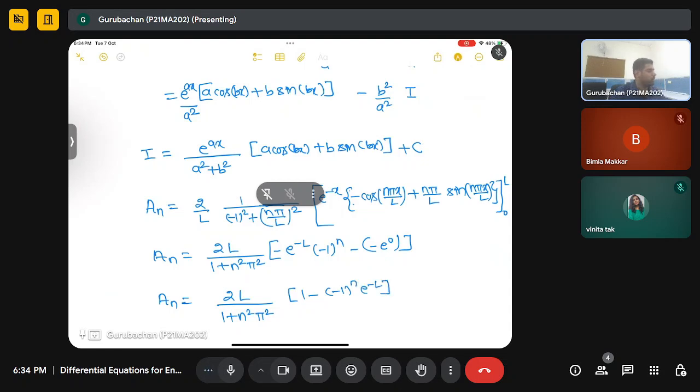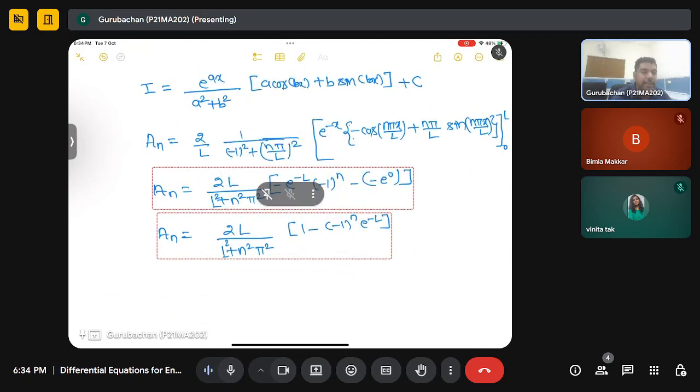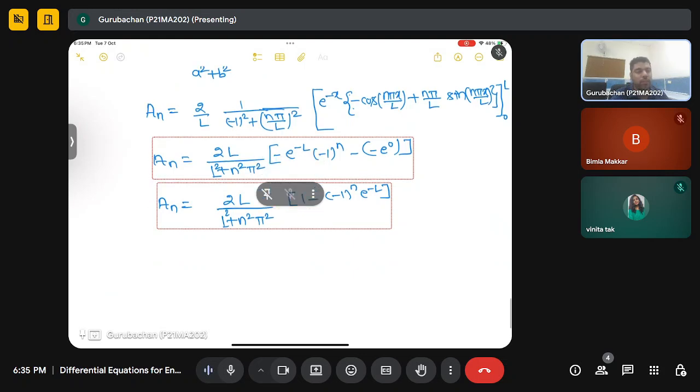So let me just cross verify this a_n. Here we just missed a typo, so it will be L square after taking LCM, and the rest of the thing is correct. If you observe from here, when your n is an even number, this gives you a positive value. So can it be 0? No, this cannot be 0.